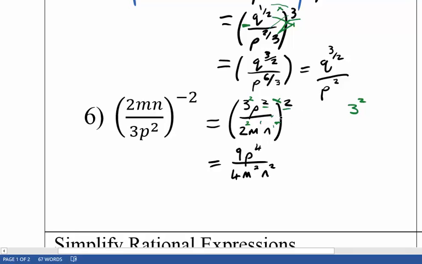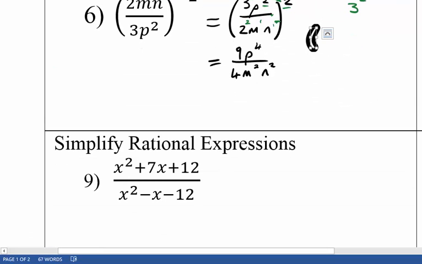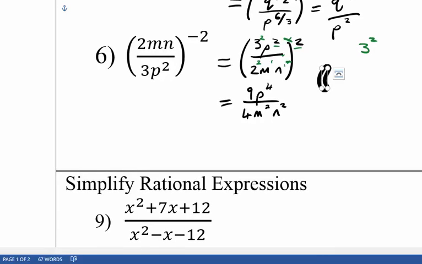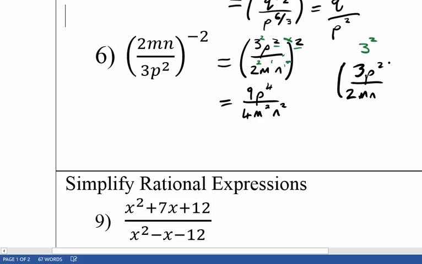Okay, just so you're aware, I'll do that one another way, just in case you've done it another way. This squared, remember, just means this bracket twice. So I'll go back, hopefully the computer will let me. Good. So if I just go back, delete that, and say this squared here means this bracket times itself, so it's 3p squared over 2mn multiplied by 3p squared.